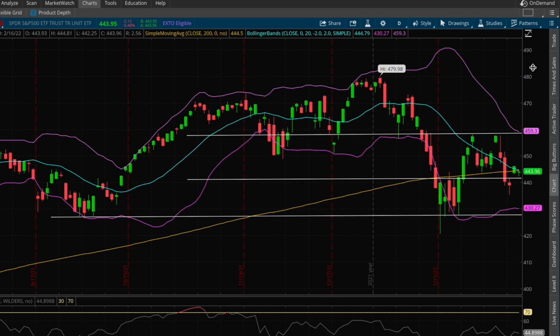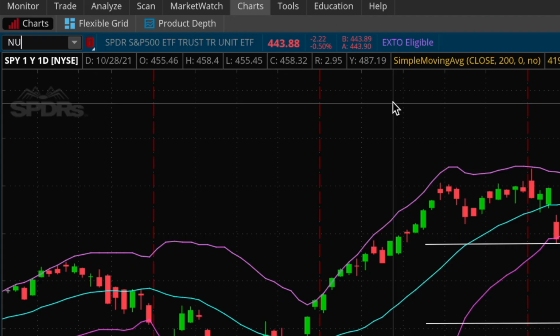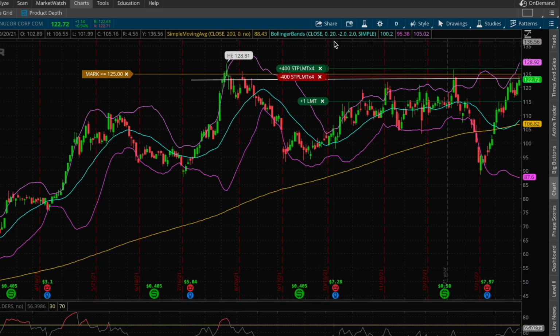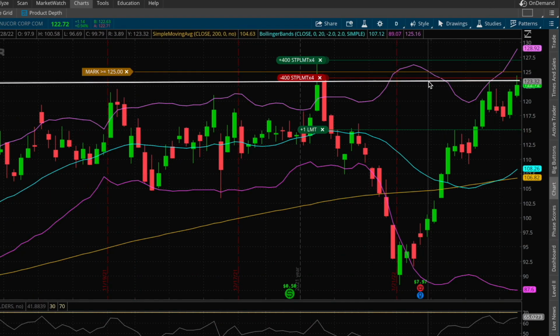And then finally in this clip, one last thing to show you. Let's come back to NUE and take a look at this position. And I do apologize, there's a lot of stuff on my screen, so try to just focus on this white line right there. That is the resistance level I drew in very recently.